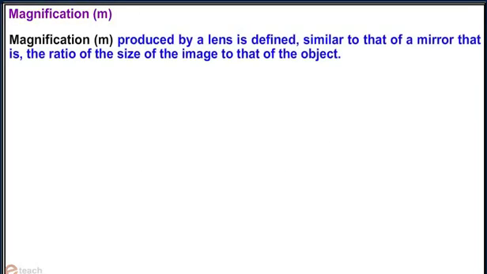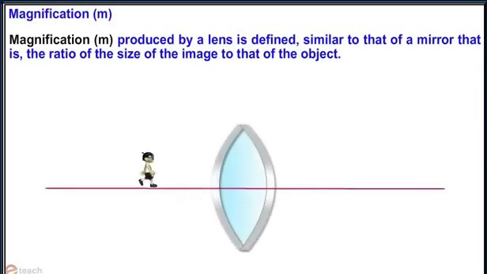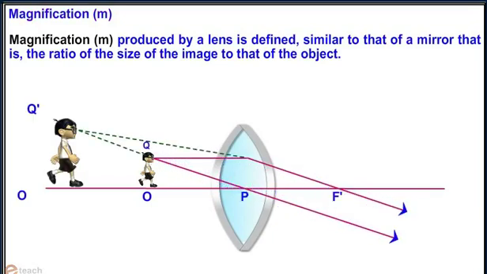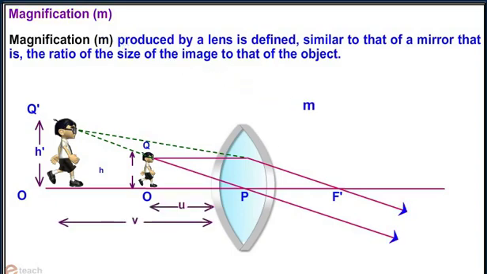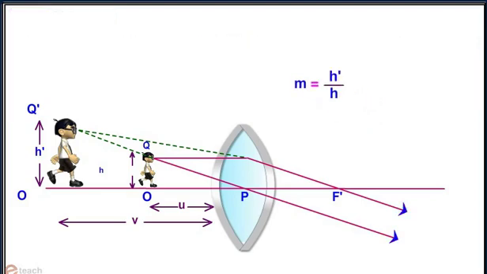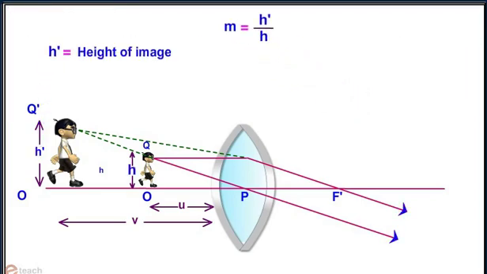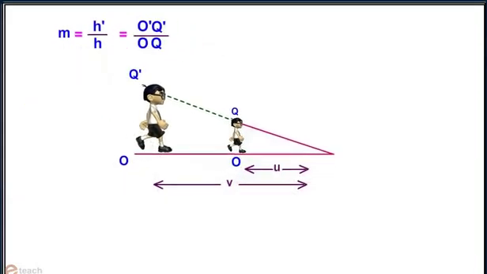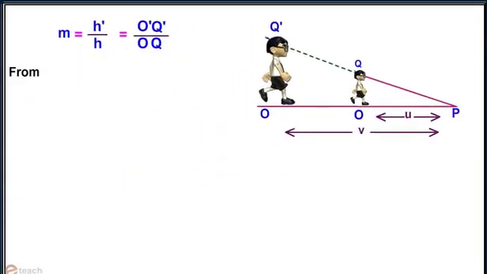Let us study about magnification M. Magnification M produced by a lens is defined similar to that of a mirror, that is, the ratio of the size of the image to that of the object. In mathematical form, it can be represented as M equals h prime by h, where h prime is the height of image and h is the height of object. Therefore, M can be written as O prime Q prime divided by OQ.